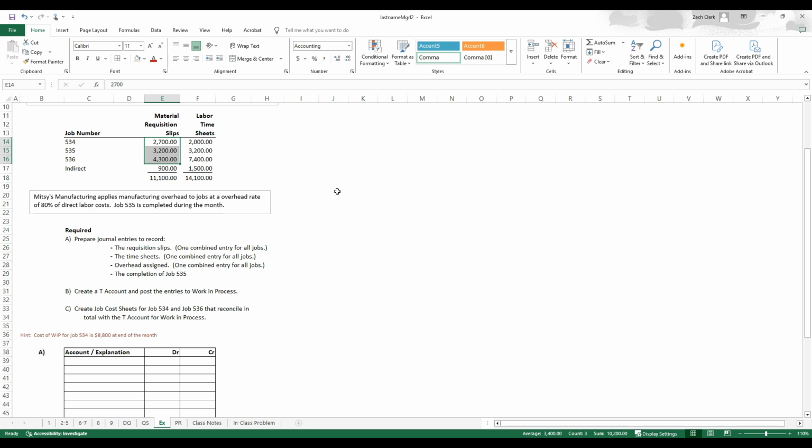Okay, so the first entry then, we are going to be debiting our WIP account for, like I just said, we'll do equals the sum of all the direct materials, so 10,200. Okay, and then the other portion is going to be our indirect materials, which again is, remember, manufacturing overhead.